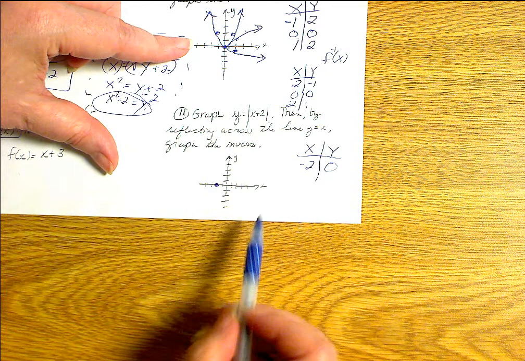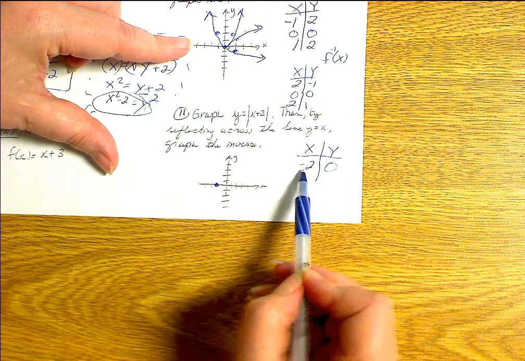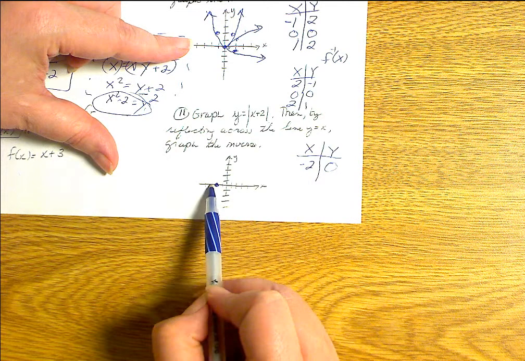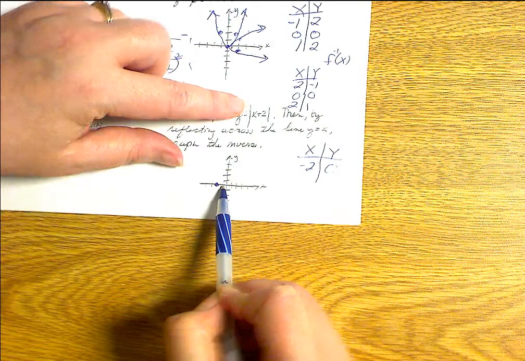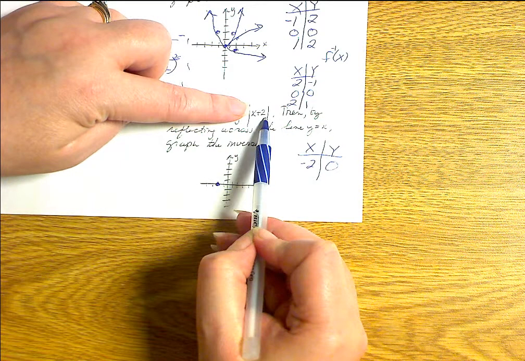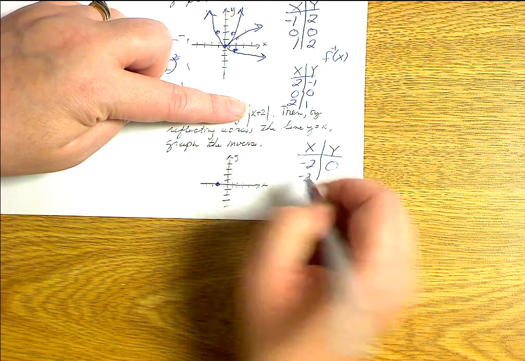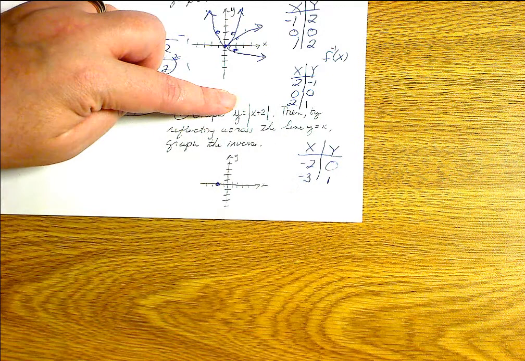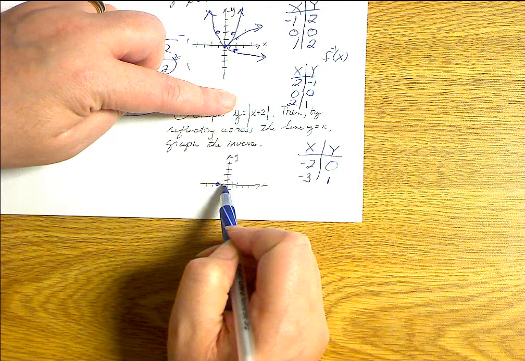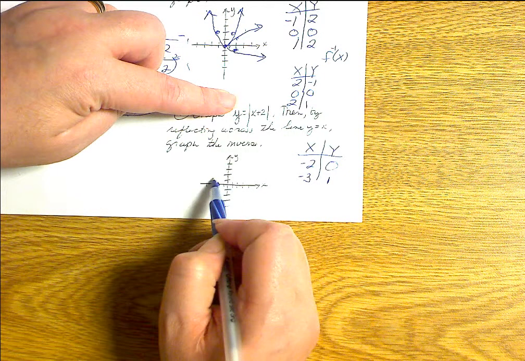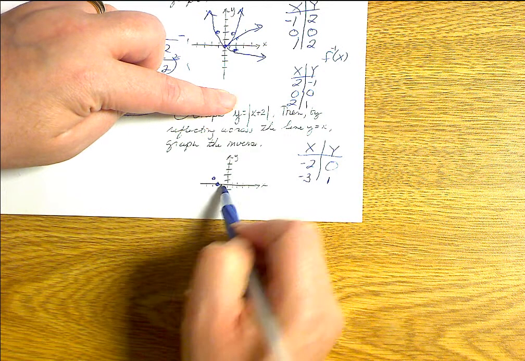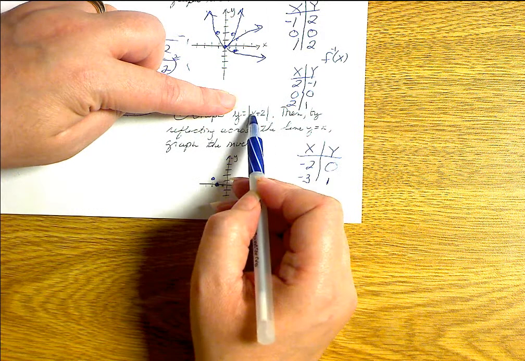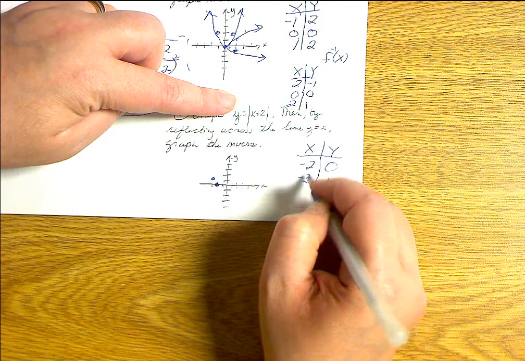So we're going to put in negative 3, and we're also going to put in negative 1. So negative 3 plus 2 is negative 1. Absolute value will give me a 1. So I have negative 3, 1. Negative 1 should give me the same thing. 2 minus 1 gives me a 1.